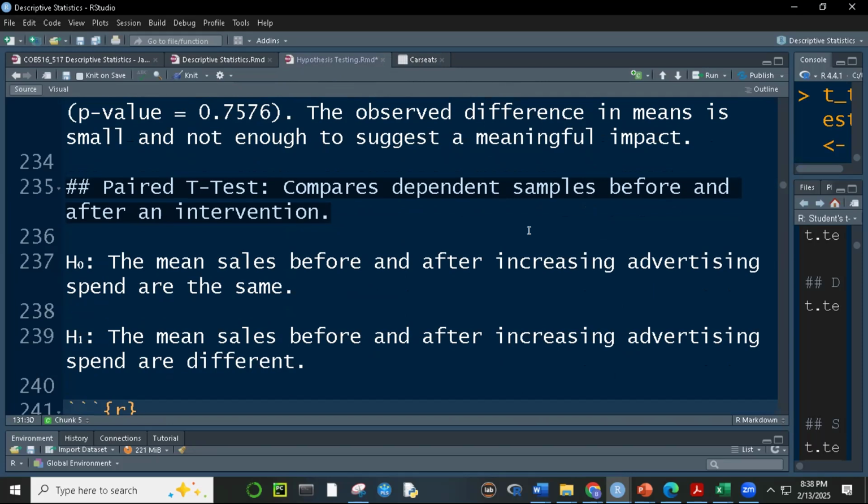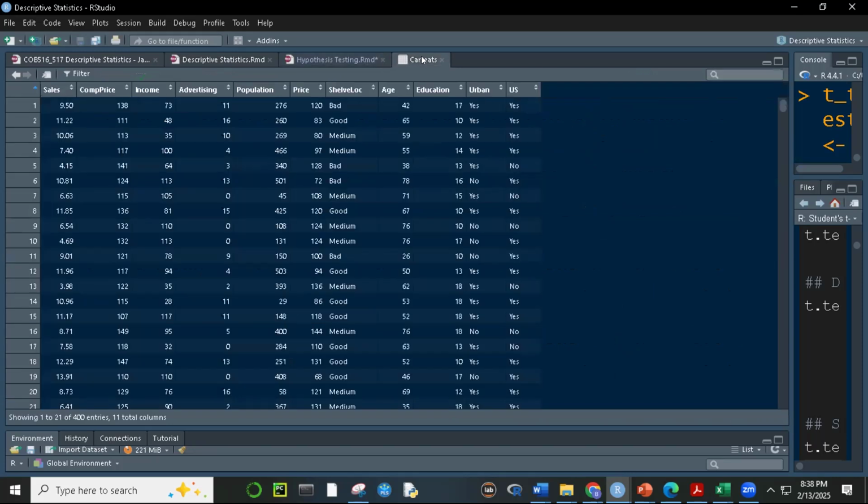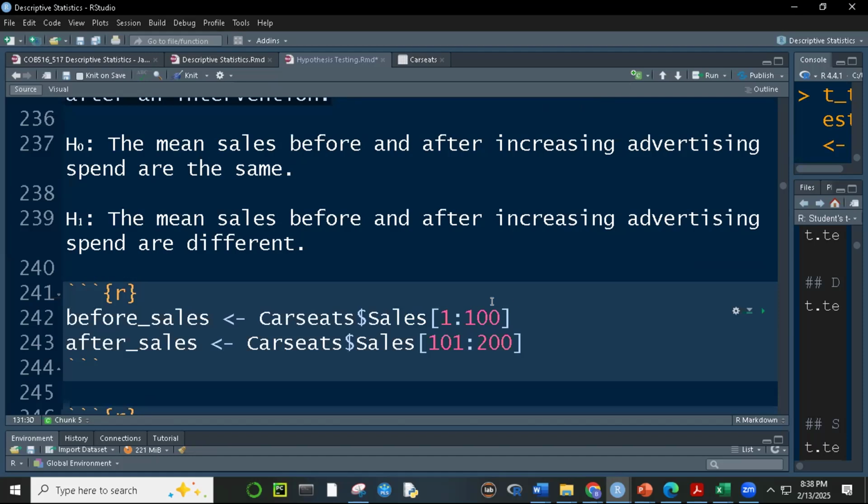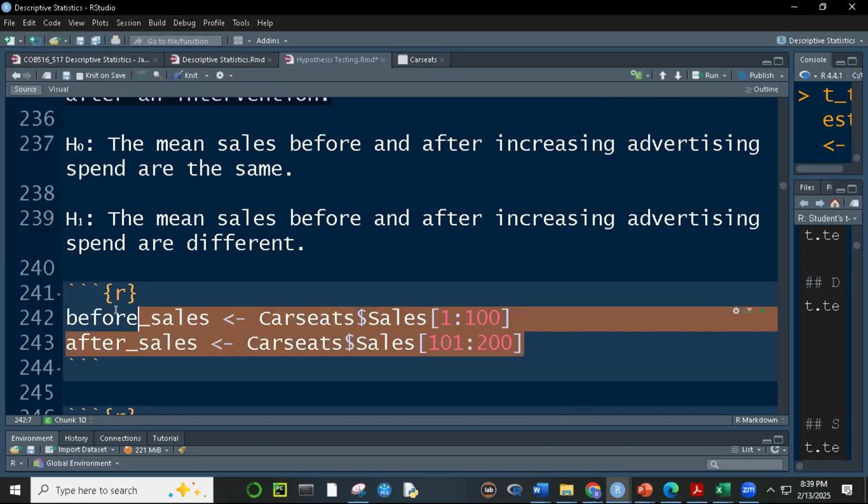We will assume, so there's advertising, that the data from 1 to 100 is before sales, and then data from 100 to 200 is after sales, after the advertisement, the sales before ads and the sales after ads. So this is an assumption we'll make.